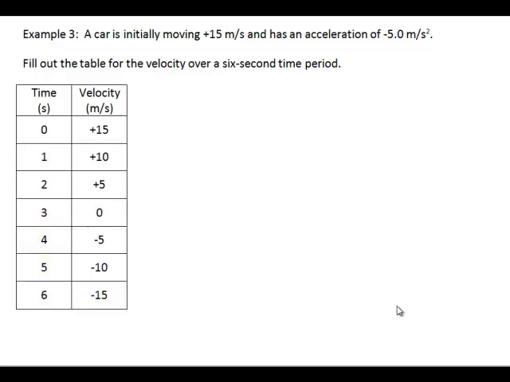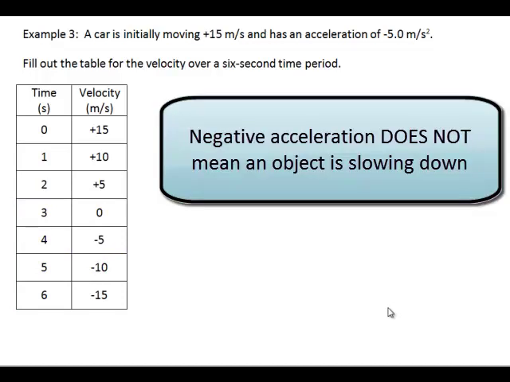So we cannot think about a negative acceleration as meaning that an object will be slowing down. The negative just tells us a direction of the acceleration. We need to consider how the velocity and the acceleration directions compare to determine whether an object is going to slow down or speed up.